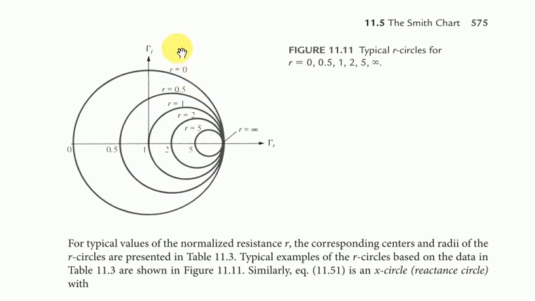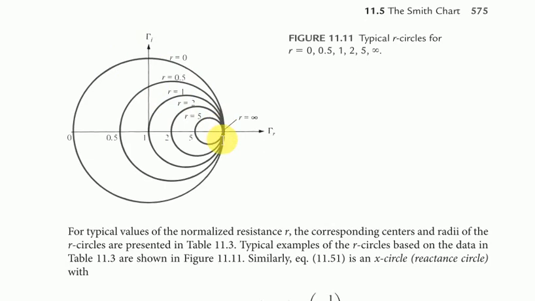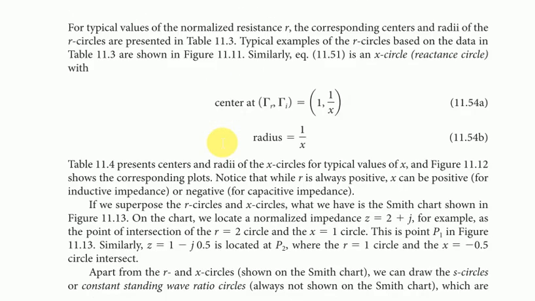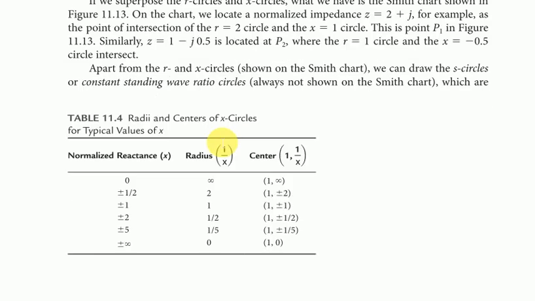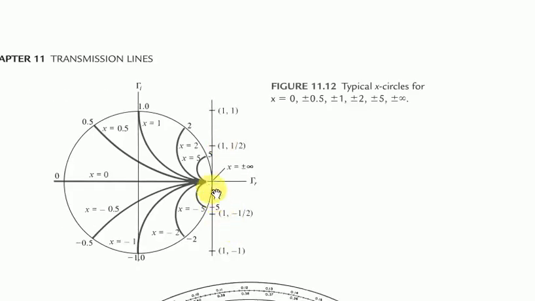One more point I would like to add: as you move from the outer to the interior side of the circle, the value of r will increase. Here r is equal to 0, then it increases to 0.5, further to 1, further to 2, and so on. So as you move from the outer border to the inner side, the value of r increases. This represents the family of constant r circles. In the same way, I can also represent the family of constant x circles, which will look something like this.